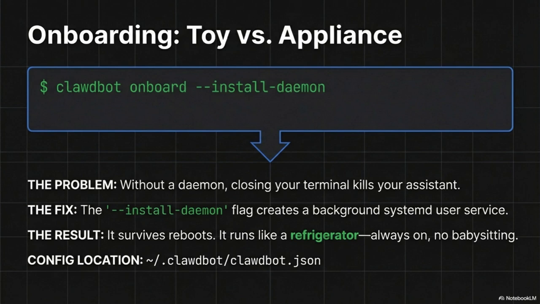Okay. So we've installed the CLI. The software is on the machine. Now, the guide says we need to run onboarding the right way. This involves a wizard. Yes, and this is a crucial step that turns this from a toy into a real tool. The command is clawdbot onboard --install-daemon.